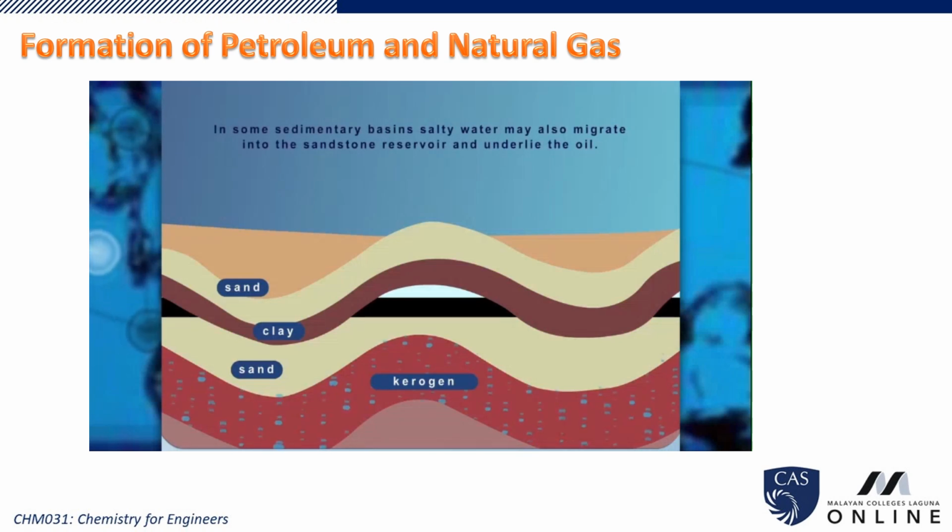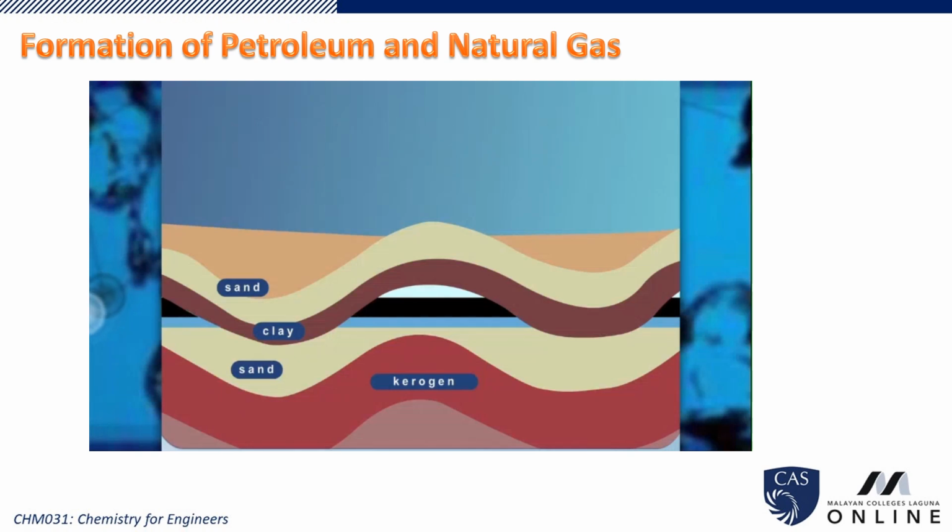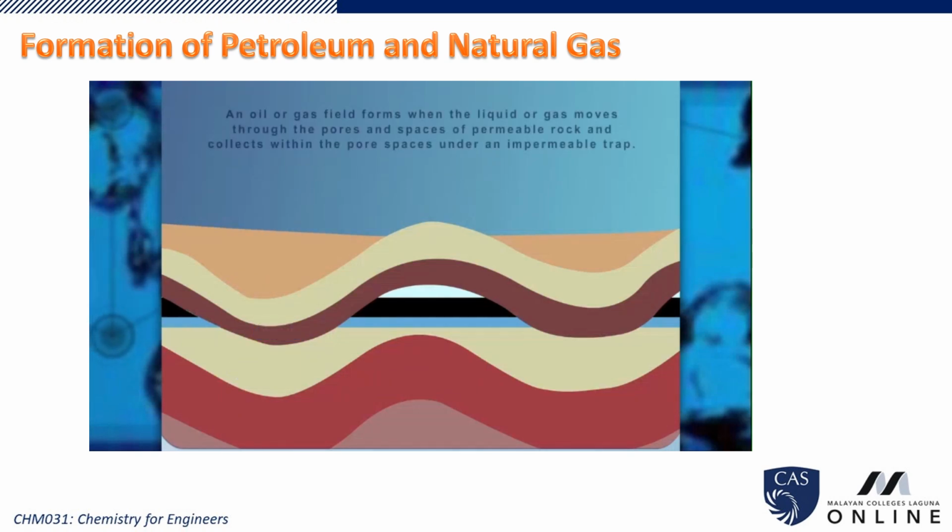In some sedimentary basins, additional salty water might migrate into the sandstone reservoir and underlie the oil. An oil or gas field forms when the liquid or gas moves through the pores and spaces of permeable rock and collects within the pore spaces under an impermeable trap.